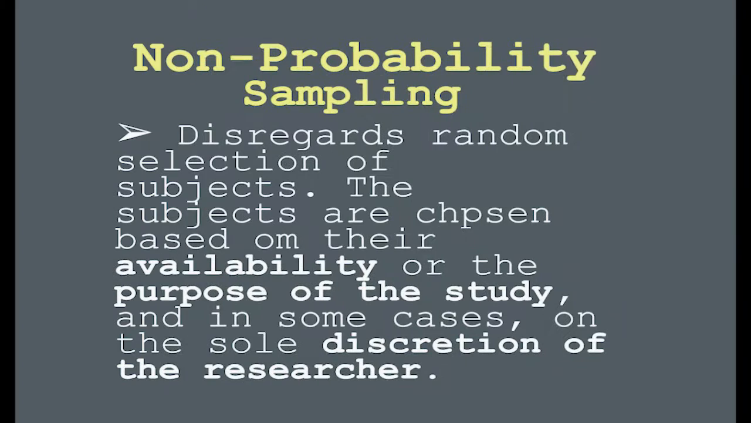Meanwhile, non-probability sampling, it disregards random selection of subjects. The subjects are chosen based on their availability or the purpose of the study, or in some cases, in the discretion of the researcher. So, medyo biased siya. Now, there are different types of probability and non-probability sampling. Let us first discuss probability sampling.